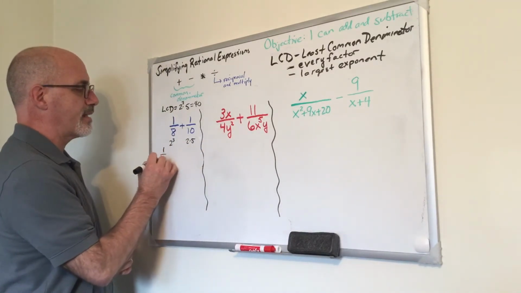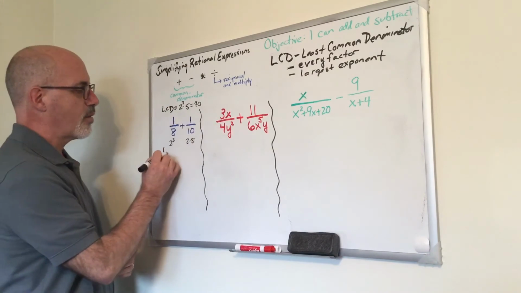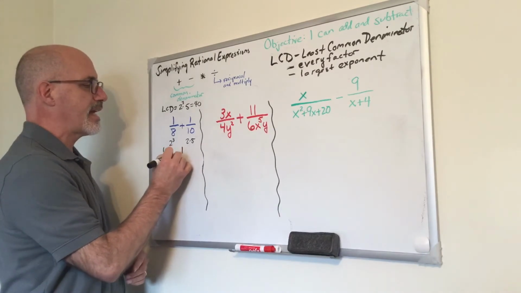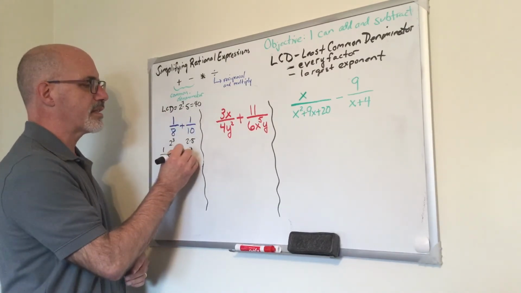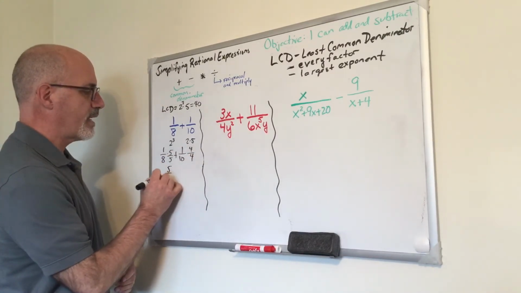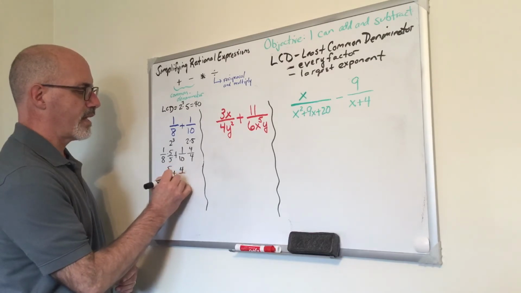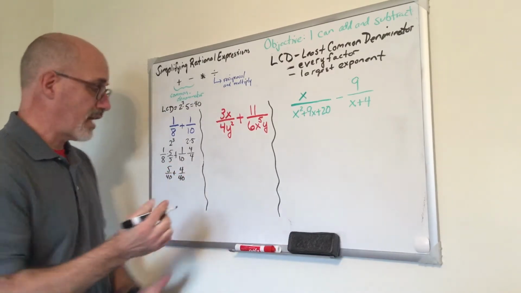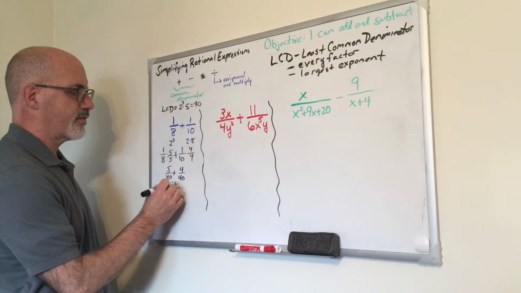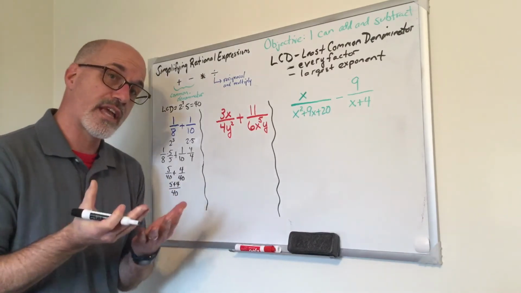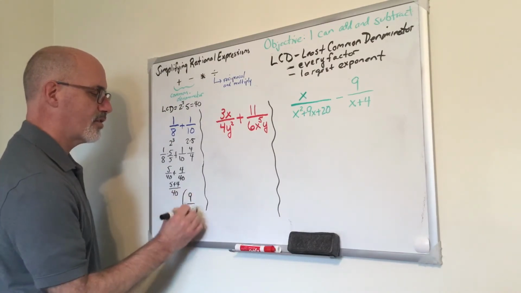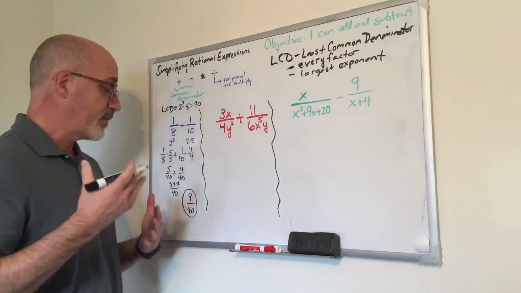Okay, for this 1/8, to get to that 40, we're missing a factor of 5, so we multiply it by 5 over 5. The 10 in the denominator, to get to 40, is missing a factor of 4, so we multiply by 4 over 4. So we get 5 over 40 plus 4 over 40. Now those both have the same denominator, so we put the result over 40, and we do 5 plus 4. So we can bring the numerators together when we get that common denominator, and the final answer is 9 over 40.